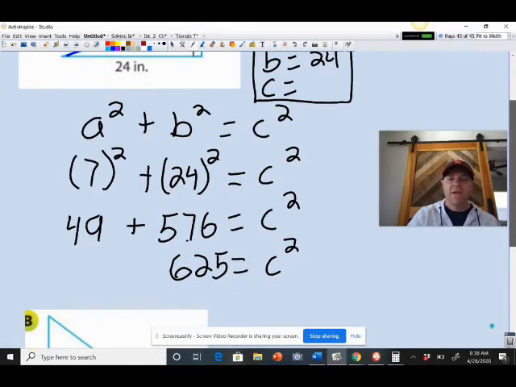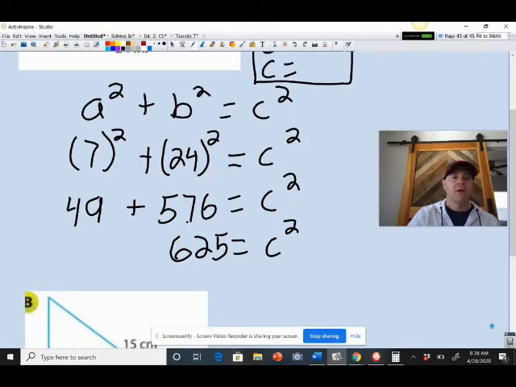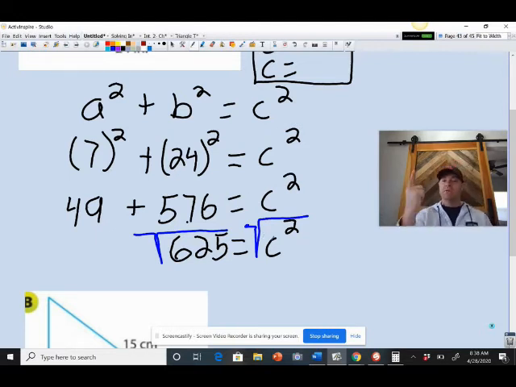So what we have to do is figure out how to undo this squared. In other words, what's the opposite of squaring something? The opposite of squaring something is square rooting something. And remember, if we do it to one side, we can do it to the other side. So if I square root something, I'm looking for one number times itself to equal that number under the radical, or under the square root.